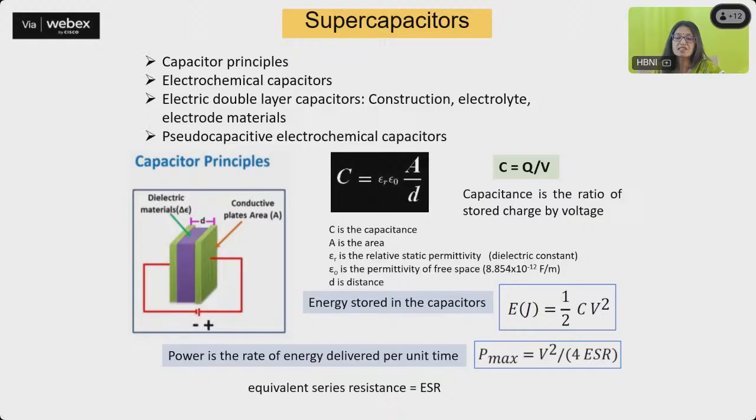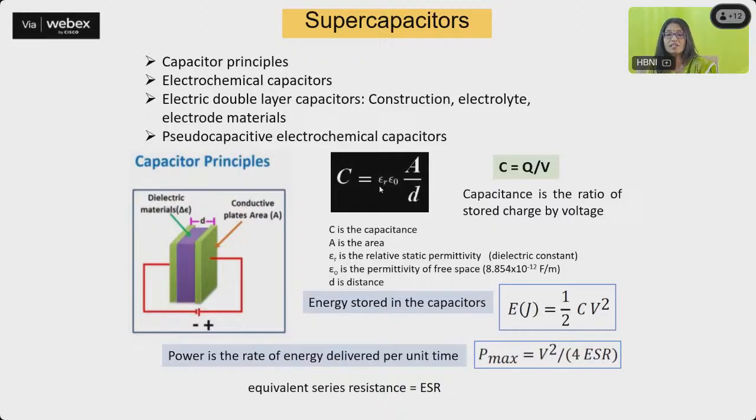So what is basically a supercapacitor? In normal capacitors, capacitance is the ratio of the stored charge to the voltage. C is equal to Q by V. That we know, I think right from our 11th and 12th standard. We have read about this, right? So now, what is the capacitor principle?